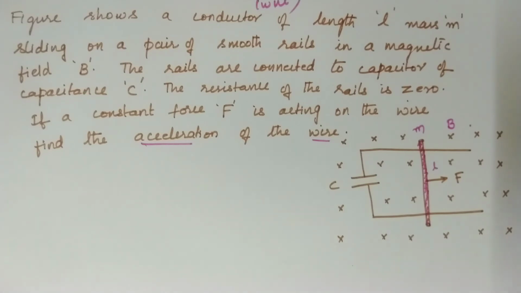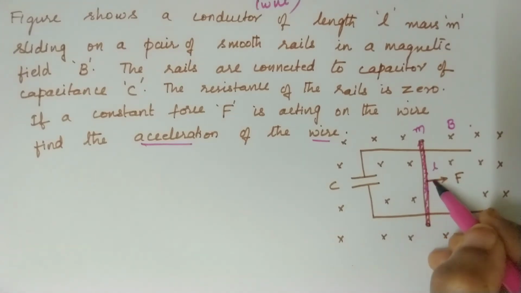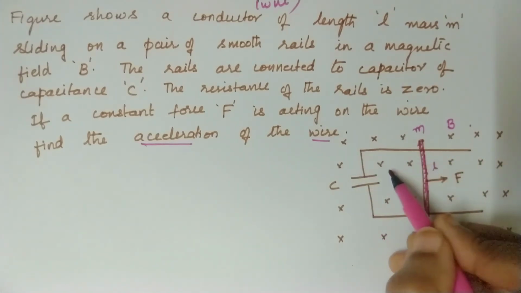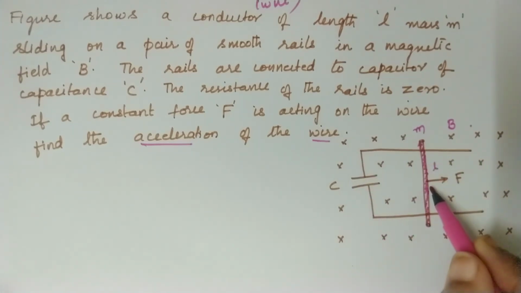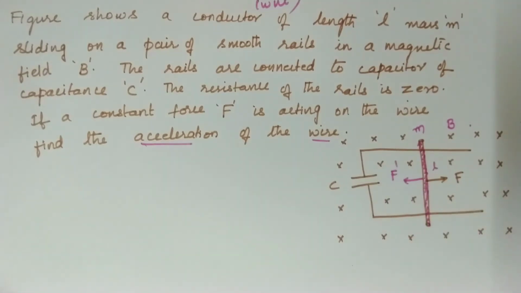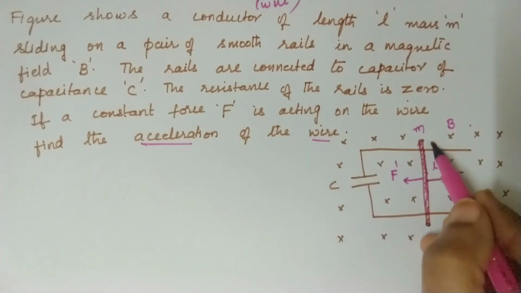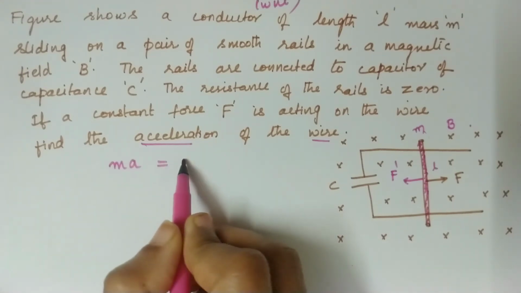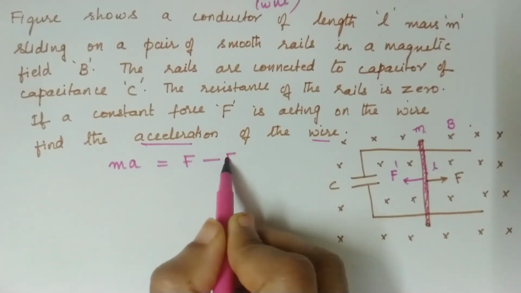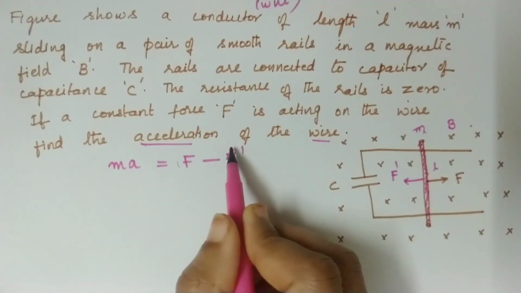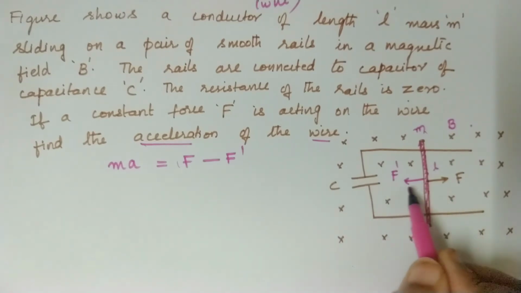So before that, we know that whenever you try to move a metal rod in a magnetic field, there will be a current induced so as to oppose your motion. So if you are applying a force F, there is an opposing force F dash acting in the opposite direction, and therefore the net force acting on the rod, how to write the net force? M into A should be applied minus opposing. We know what is the applied force. Now we need to find out what is the opposing force acting on the rod.